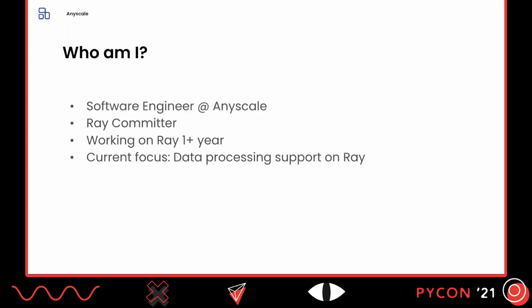Let me then introduce myself first. I'm a software engineer at Anyscale, which is the company that's backing Ray. I'm also a Ray committer and have been working on Ray over the past year. I have primarily worked on Ray core to support data processing lately, which is why I'm having a talk today.